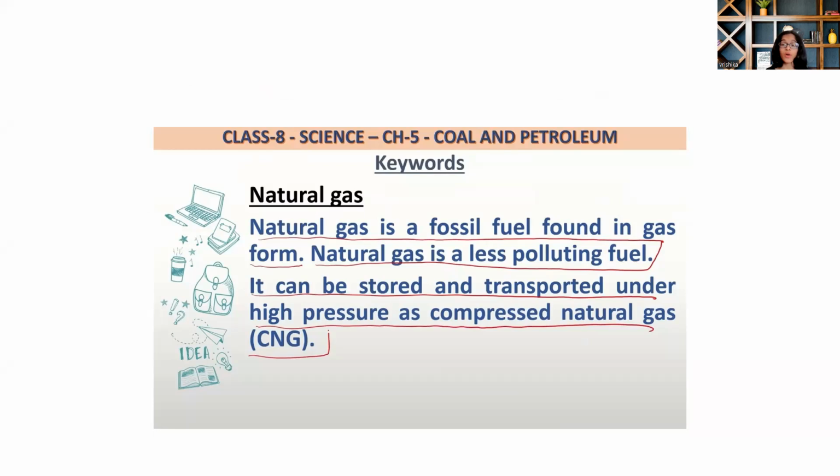Natural gas is found in a gaseous form. It is less polluting and is thus used in vehicles as fuel. It can be stored and transported under high pressure as compressed natural gas, CNG. It is a very important fuel as it can be easily transported through pipes.